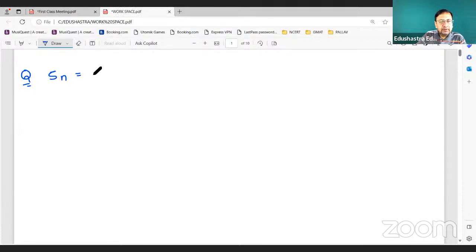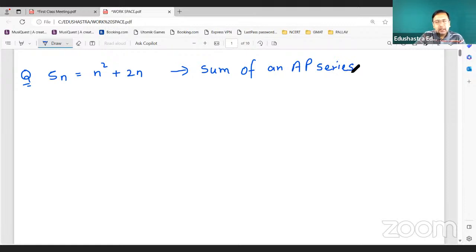S of n is equal to n square plus 2n, right? So this is the sum of n terms of an AP series, right? This is given to you. That is S of n, the sum of an AP series is given by n square plus 2n. Okay, the question.